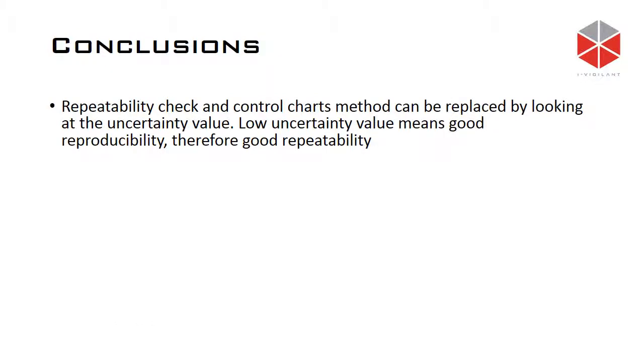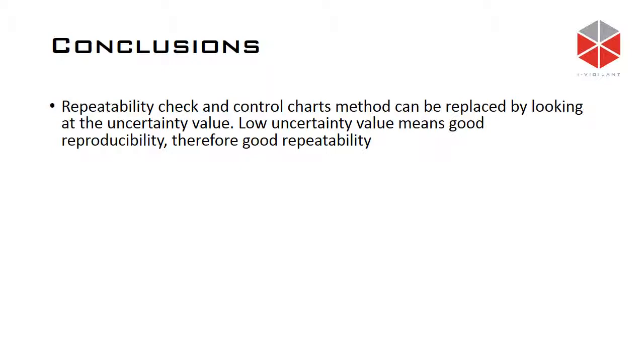So in conclusion, the current method of repeatability check and control chart, although it is a requirement, I find that it doesn't really give us too much added value in terms of maintenance, and we can actually do so much better using the uncertainty value rather than the repeatability check and the control chart. Well, I think here that we can actually remove repeatability check altogether and use uncertainty value to determine the health of the GC. Now, why I say that?